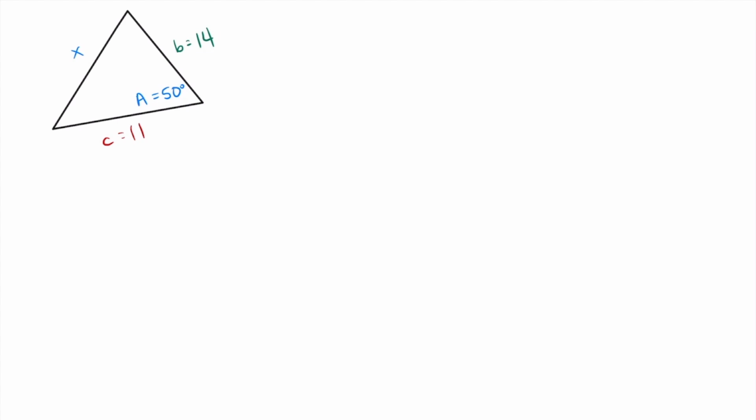In this video, we will solve for a side of a non-right triangle using the law of cosines. So the law of cosines follows this equation: a squared equals b squared plus c squared minus 2bc times cosine of angle A.